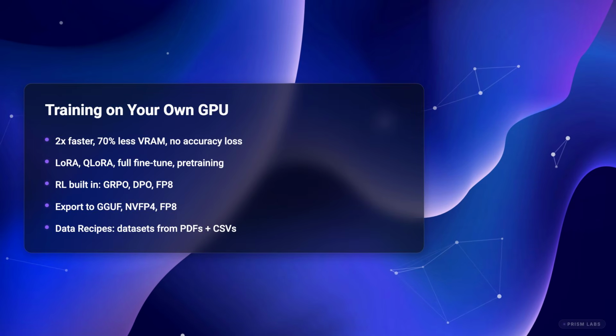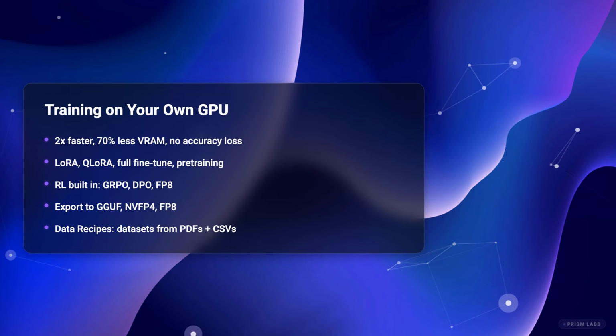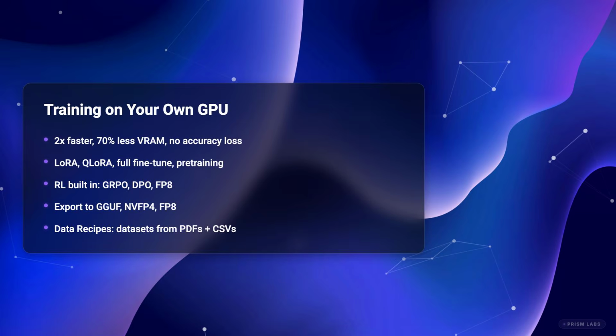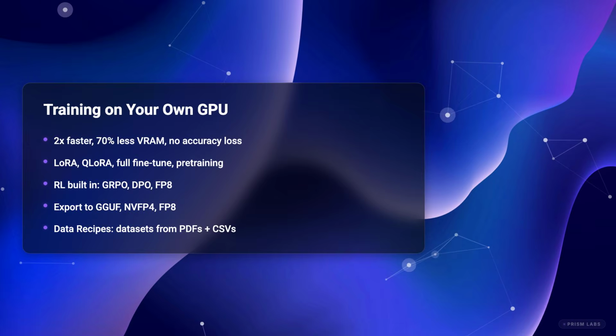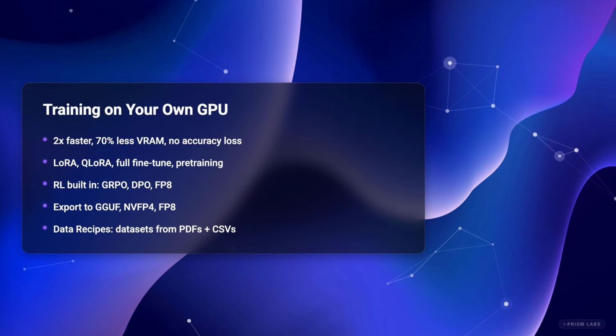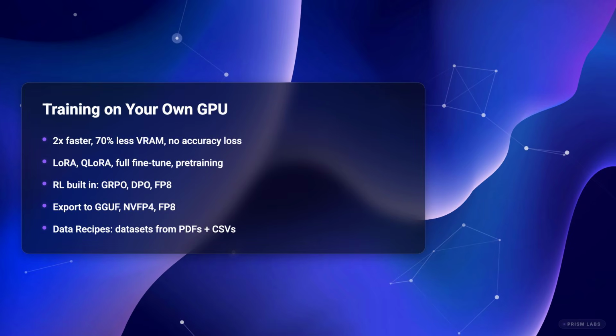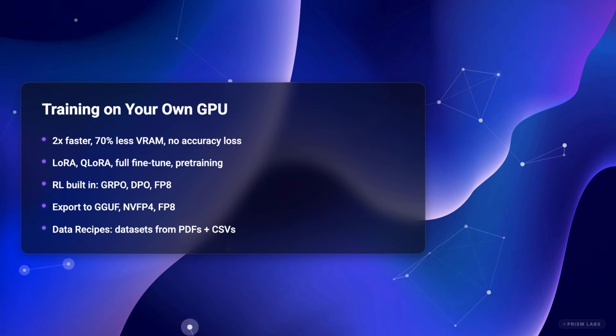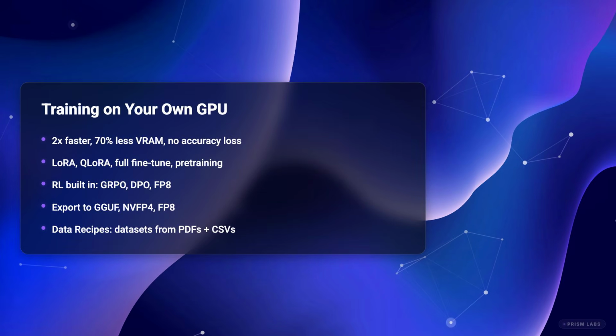Every modern technique is in the box. LoRA and QLoRA for efficient adapters. Full fine-tuning and pre-training when you have the metal. And the reinforcement learning stack. GRPO, DPO, plus FP8 training. When you're done, export straight to GGUF or FP8 and deploy. Data Recipes even builds training datasets out of your PDFs, CSVs, and Word files. The workflow that used to take a weekend of scripts, collect data, format it, tune, quantize, deploy, is now tabs in one application, and every step of it runs on hardware you own.